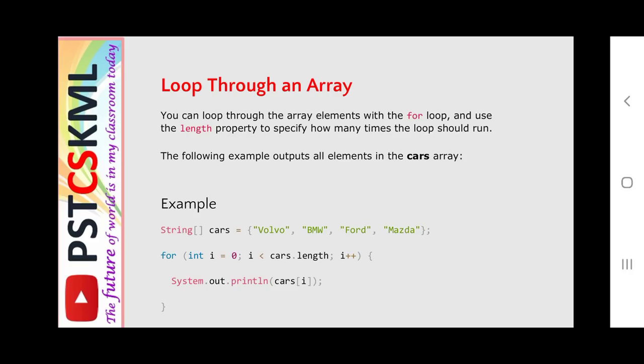So the final output will have Volvo at the first line, the second line will be BMW, the third line will be Ford, and the fourth line will be Mazda.